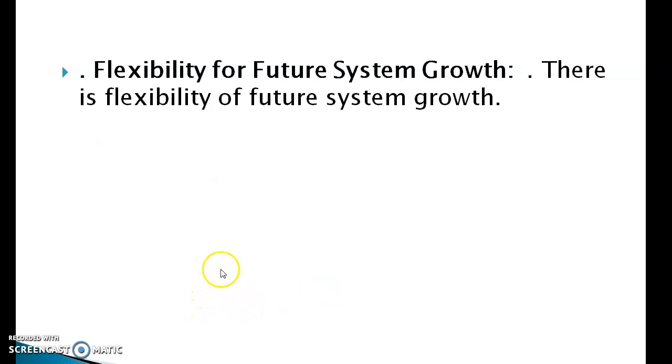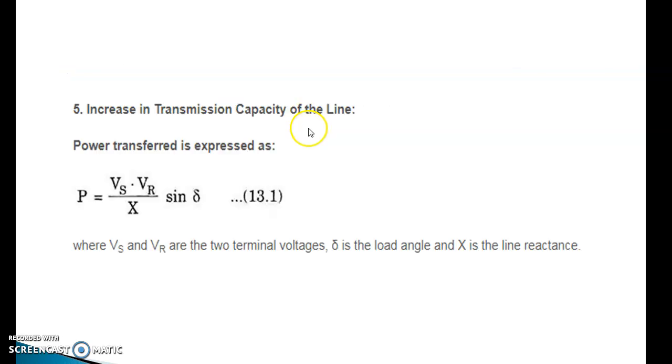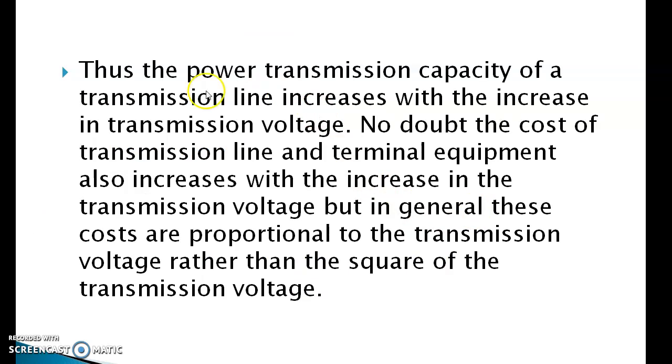Next, flexibility of future system growth. There is flexibility of future system growth: increase in transmission capacity of the line. The power transported is expressed as P = Vs Vr / X sin delta, where Vs and Vr are the two terminal voltages, delta is the load angle, and X is the line reactance. Thus, the power transmission capacity of a transmission line increases with the increase in transmission voltage.